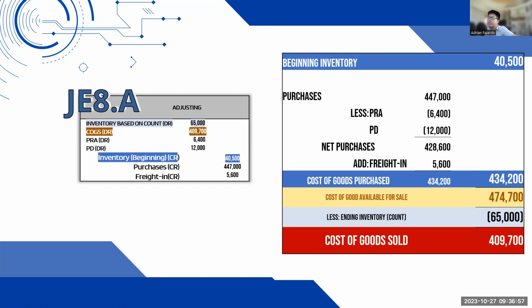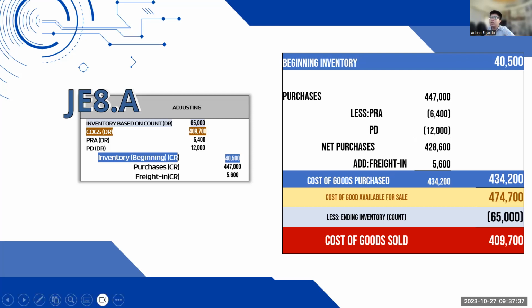So, ano yung suggestion ko to the people para hindi ma-overwhelm? For me, step 1, know how to do this table. So beginning inventory plus cost of goods purchased will give you your cost of goods available for sale, less ending inventory will give you your cost of goods sold. Next step, memorize this journal entry to recognize your cost of goods sold. So ang debits ko is inventory based on count or ending inventory, PRA, PD. Ang credit ko is inventory beginning, purchases, and freight.